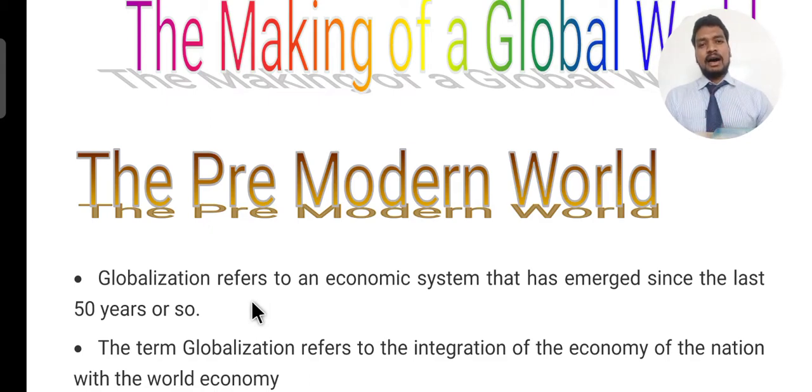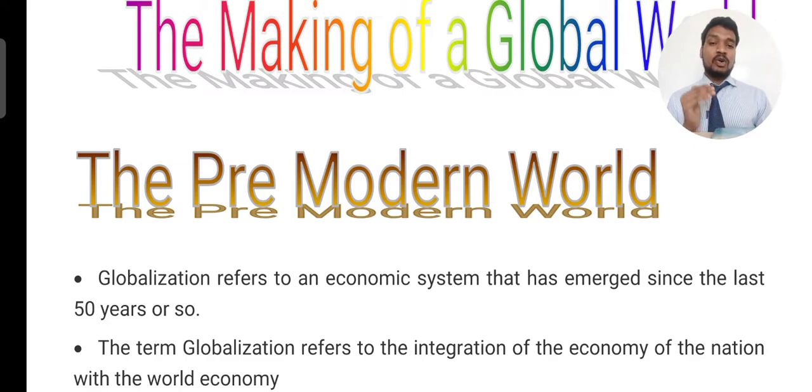How did globalization begin? The early people, the ancient people, the nomads, were moving from one place to another in search of food. But they didn't know the idea of settlement. They were living in caves and on trees. They didn't know about preparing food. They were killing animals and eating the raw flesh.